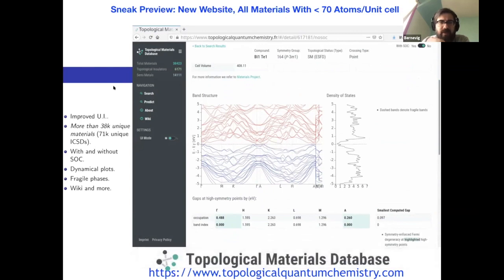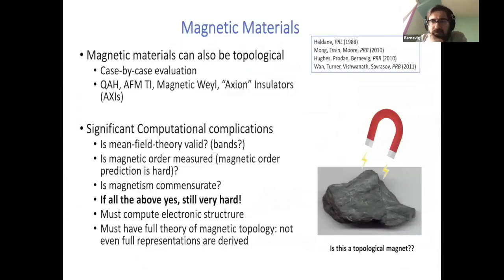Okay, so having done that, I want to move on to the magnetic materials, which is really the new stuff. But basically, the program runs in the same way. You have to find the magnetic symmetry group of a material. But in this case, the program is much harder.